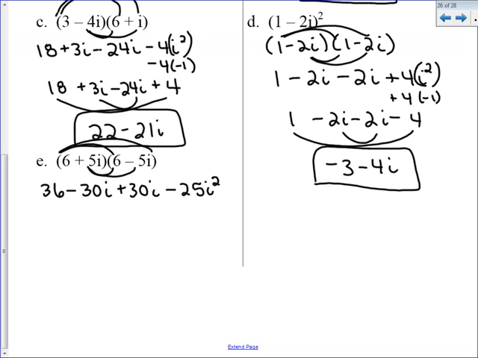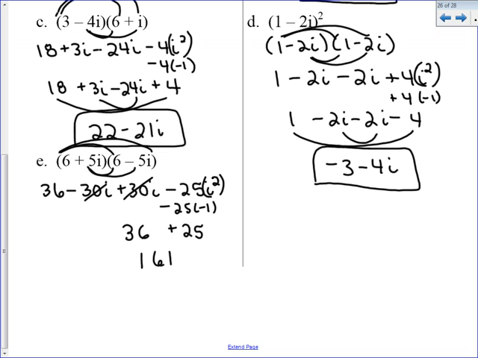So what do I replace all of my i squareds with? Negative 1. So this last term is negative 25 times negative 1, which turns to plus 25. How about the middle two terms? Negative 30i plus 30i cancel. It's just like our difference of two perfect squares. Those are gone. So really I just have 36 plus 25. 61.